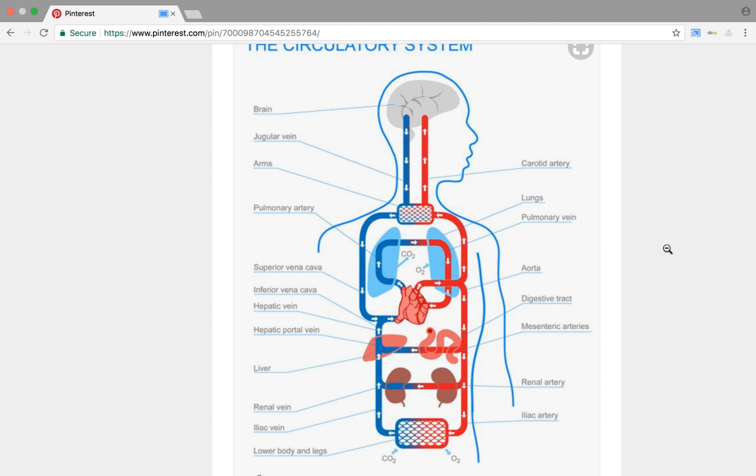Okay, so you need to know it's two loops. Why? Because they like to compare with fish.